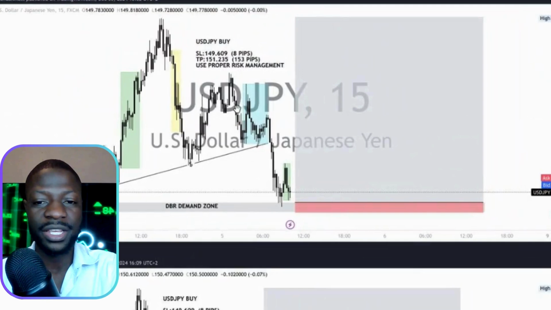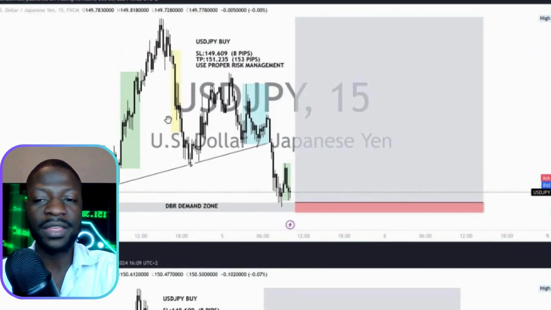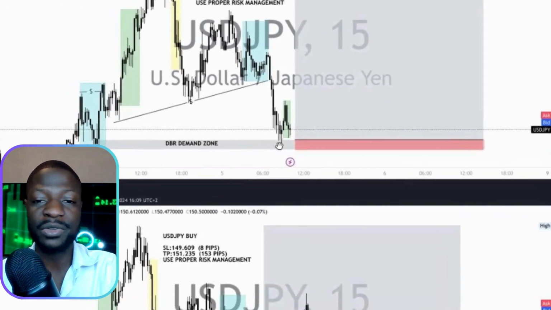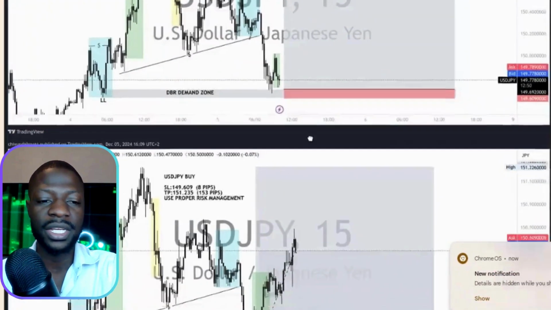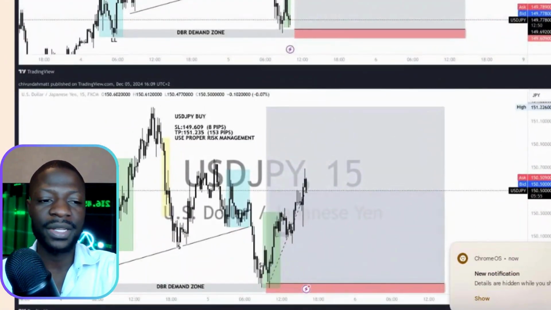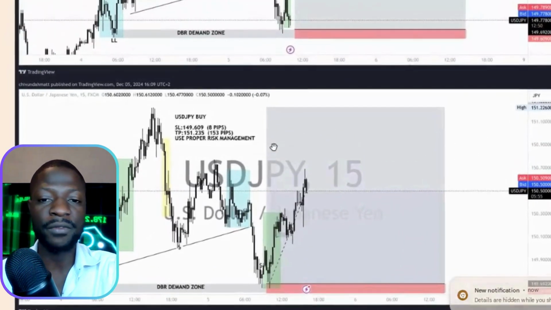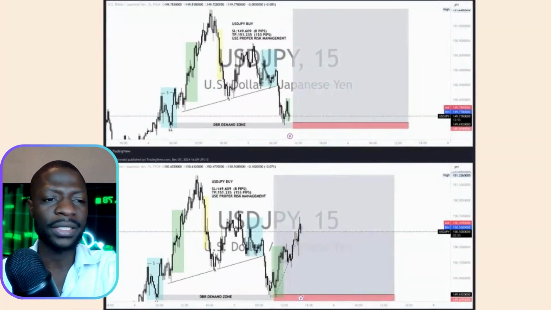Look at this USD JPY. Drop base rally, multiple break of structures to the upside, liquidity, the market comes into this area. This is the Asian session right here. The market comes into our level, we execute, and then the market does what? The market just pushes to the upside right here in a very beautiful way. And then we get a win, right?